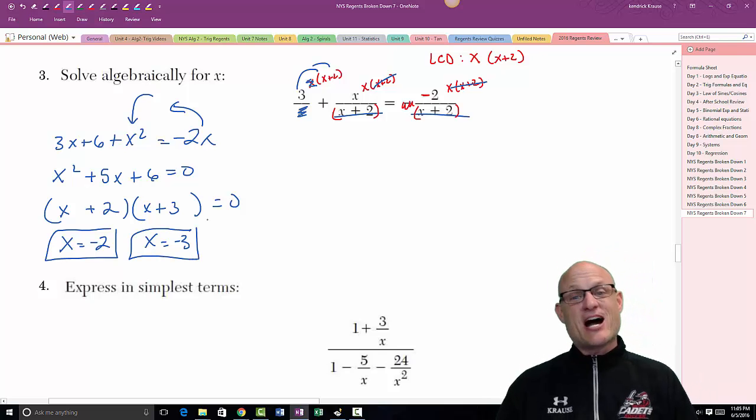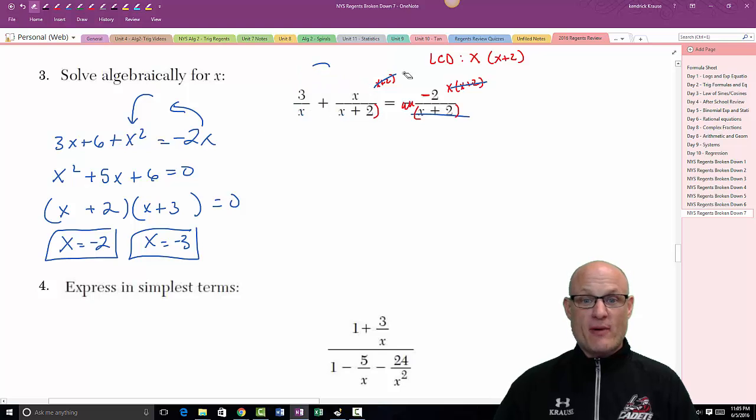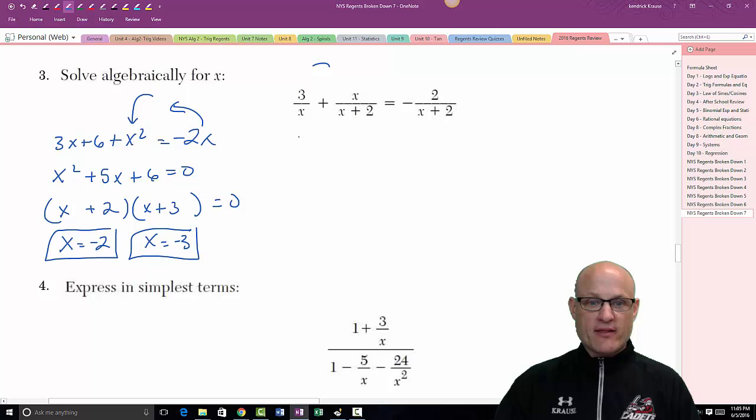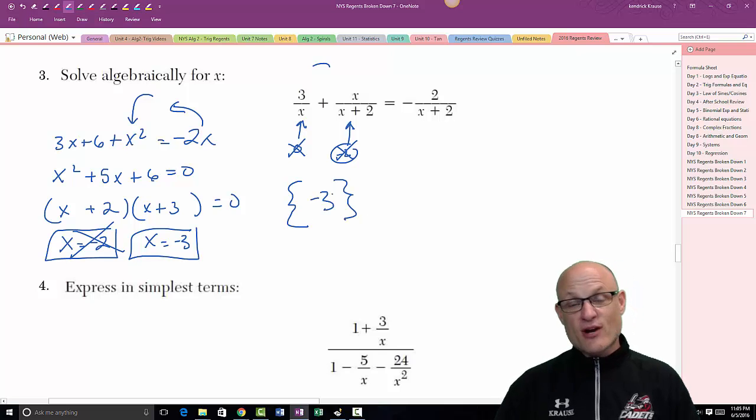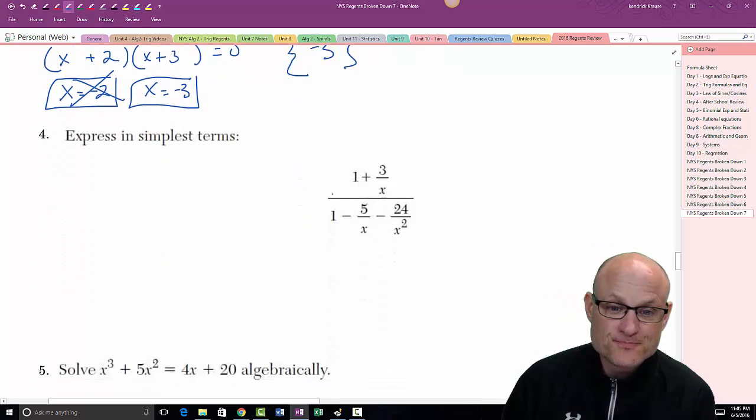But I'm going to tell you right now, one of these is going to cause a problem. If you go back and look at the original problem, what number would make this undefined? 0. So 0 can't be an answer. What number would make this undefined? Negative 2. Negative 2 can't be an answer, so we have to cross that off. So our only answer in this case is negative 3. And if you tried putting that in your calculator, it would tell you crashola.